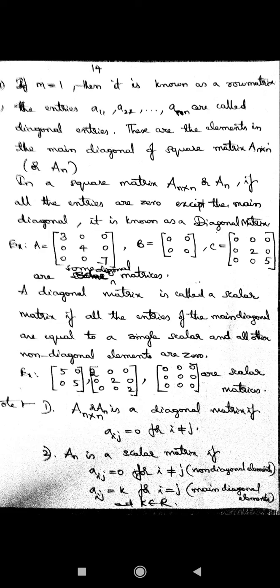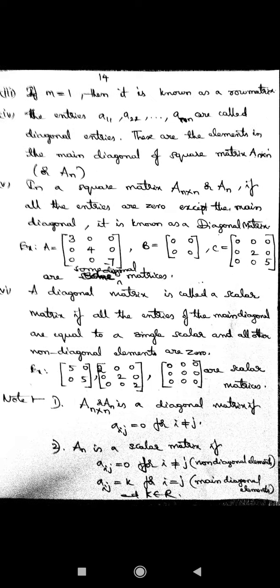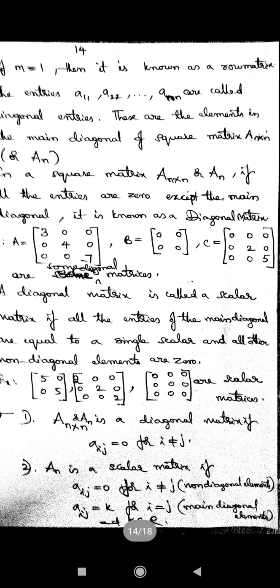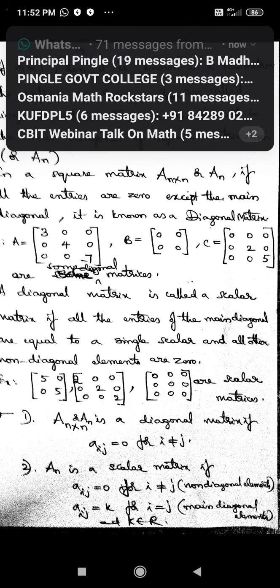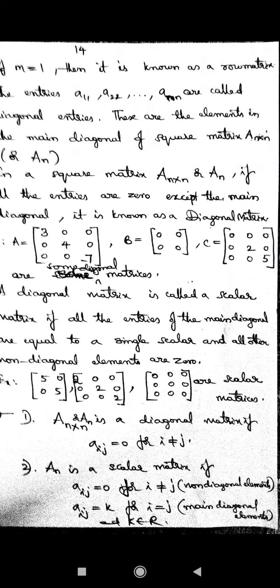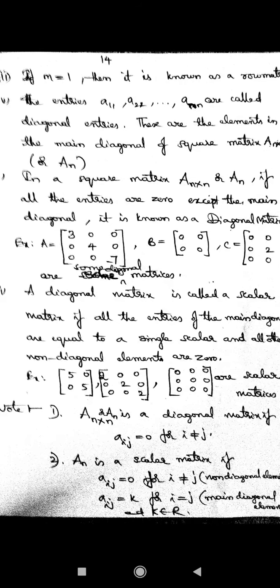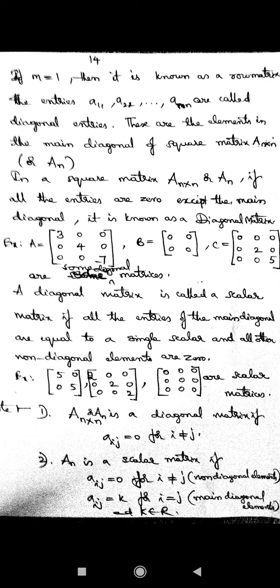These are the elements of the main diagonal of square matrix A n by n. If the square matrix order is n by n, then we can simply say that it is An, because the number of rows and the number of columns are equal in the square matrix. Instead of saying n by n, we can simply say it is An. And in such a square matrix An, if all the entries are zeros except the main diagonal elements, then it is called a diagonal matrix.